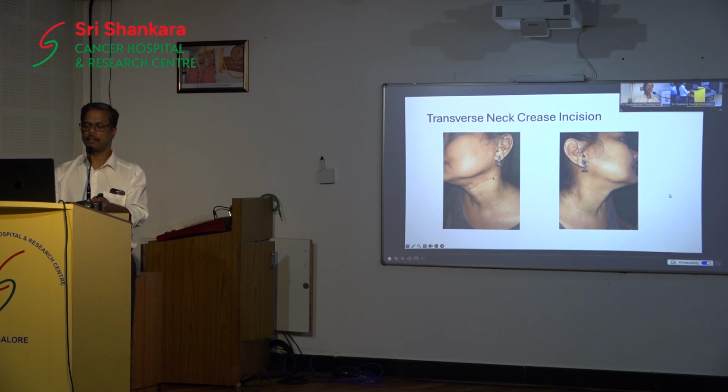This is the incised side, and this is her normal side, almost looking identical. Okay, so that is the transverse neck crease incision for neck dissections.